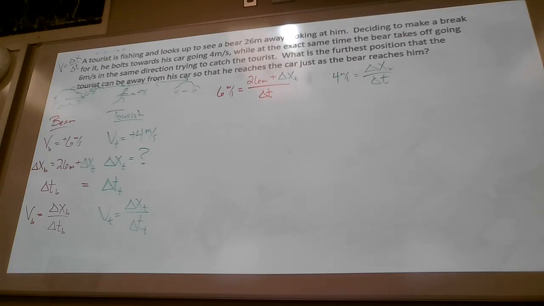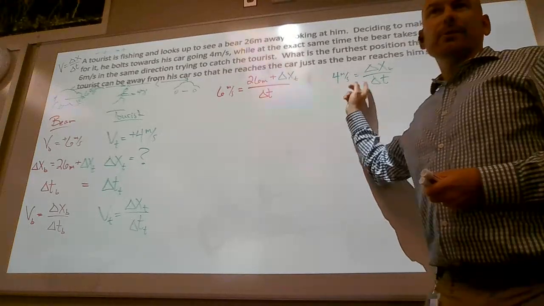Okay. Now, how many unknowns do I have? Two. How many equations do I need to have in order to solve for two unknowns? Two. Need a system of two equations for two unknowns. However many unknowns, you need that many equations. Okay, so here we are. We got two unknowns, and I've got two equations.